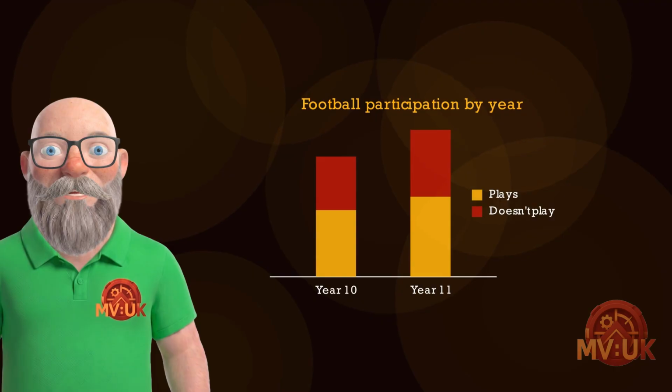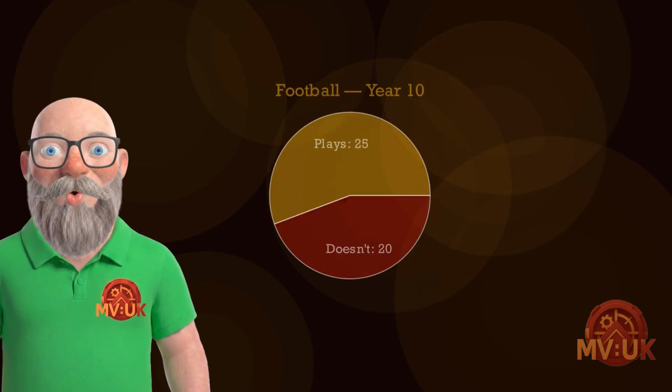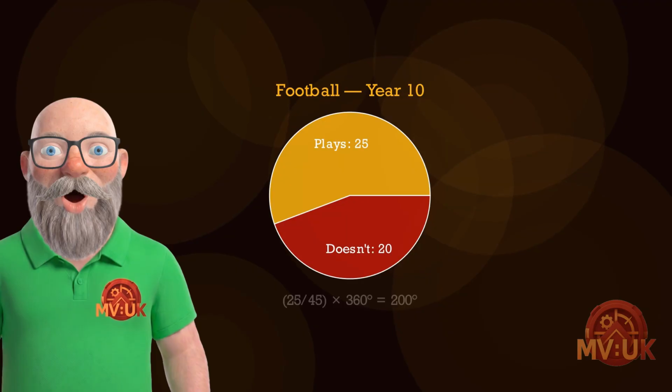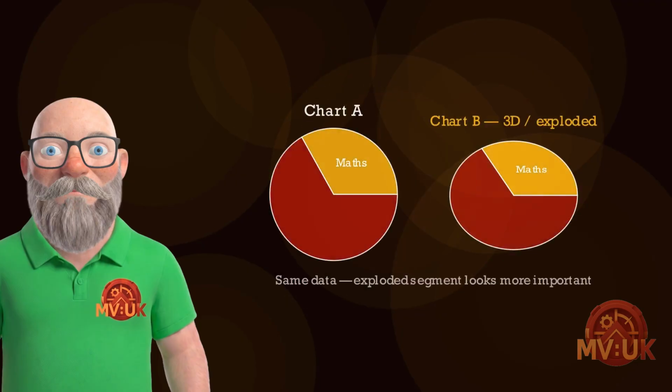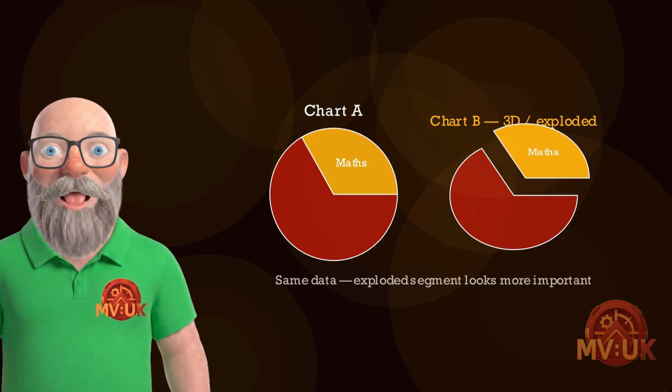But what if we want to show proportions, not just raw numbers? Enter the pie chart. The key here is angles. A full circle is 360 degrees. Our total for Year 10 is 45 students. So the angle for plays is 25 out of 45 times 360. We always show our working for that in an exam. Pie charts are brilliant for showing how a whole is divided into parts.